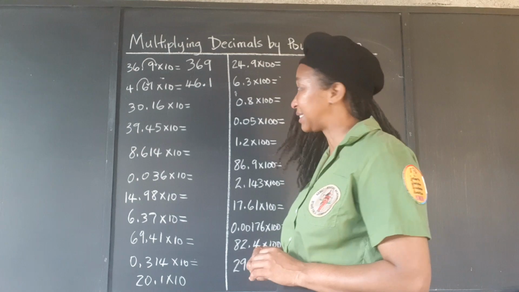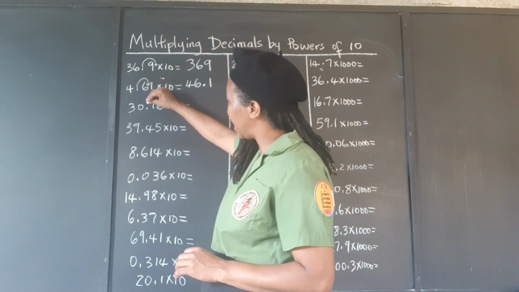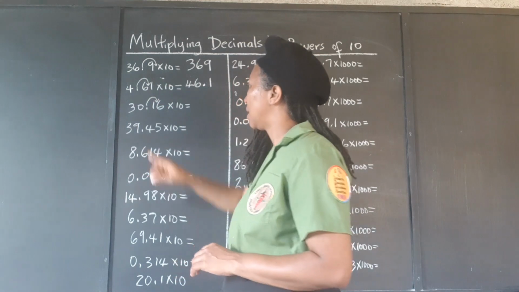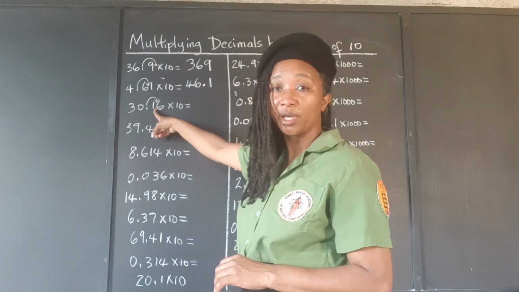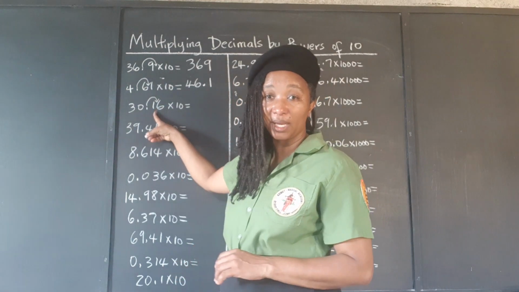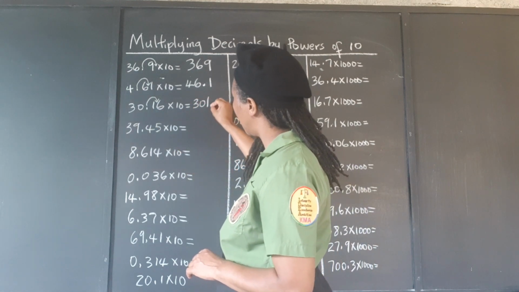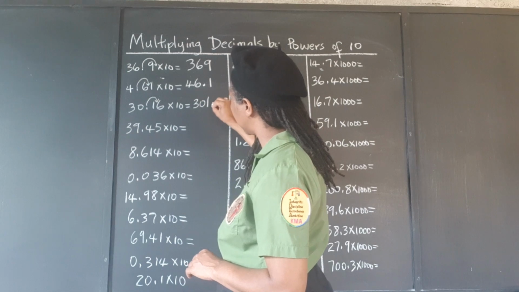30.16 times 10. So we're moving one place from here that way. Is going to end up here between the 1 and the 6. So it's going to become 301.6.